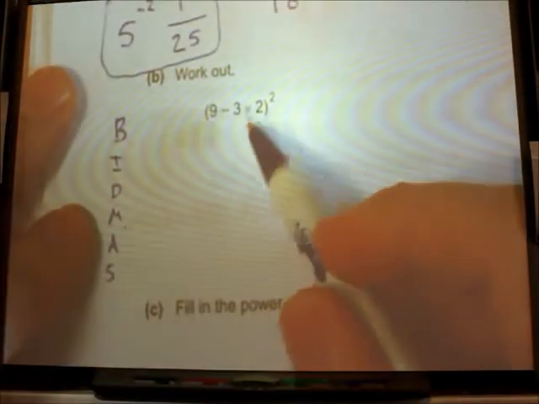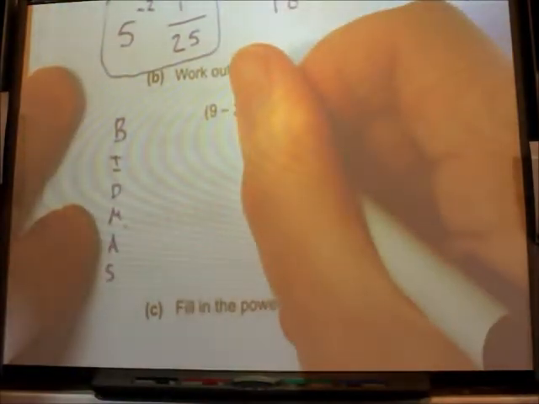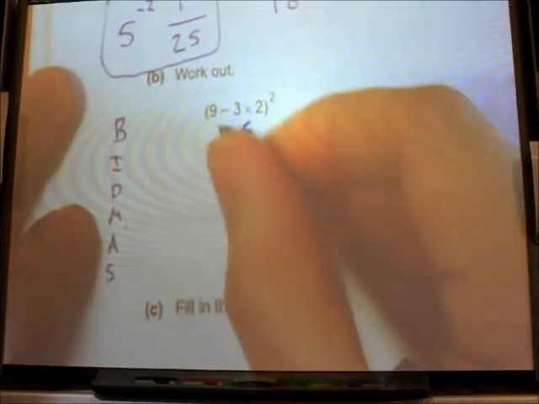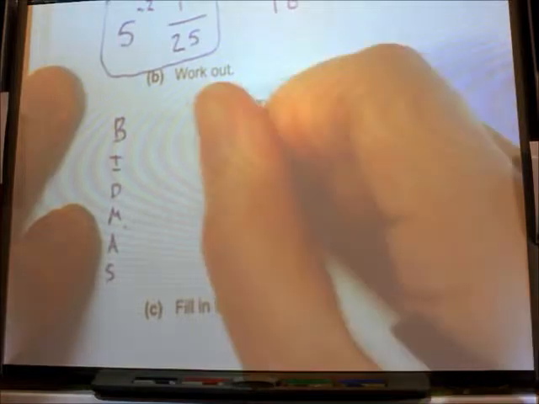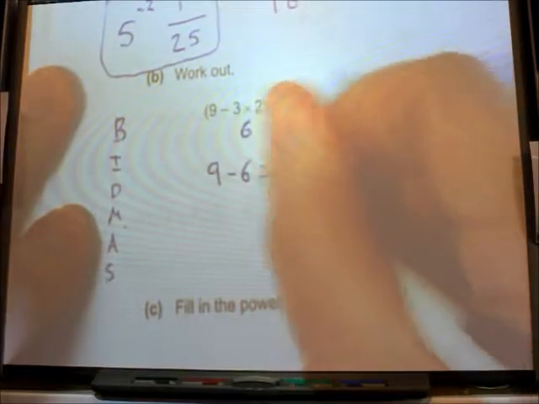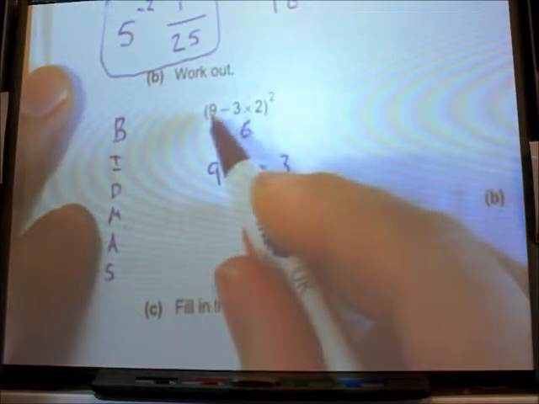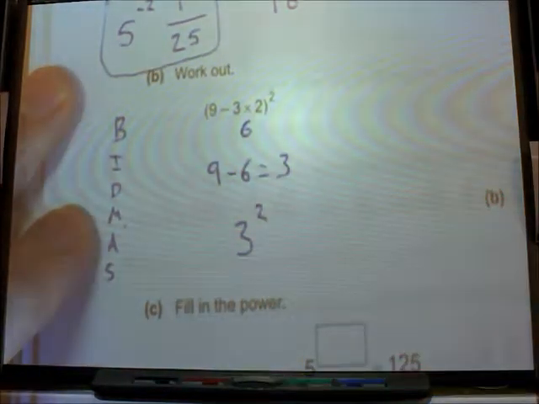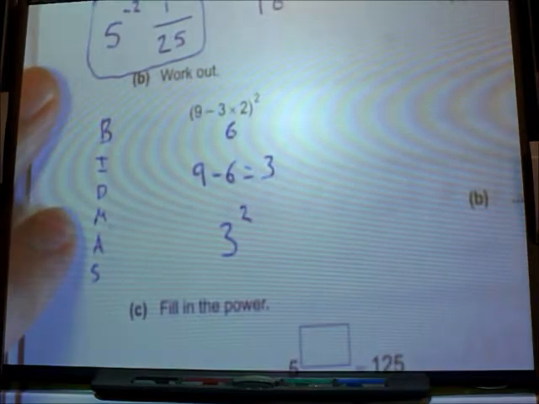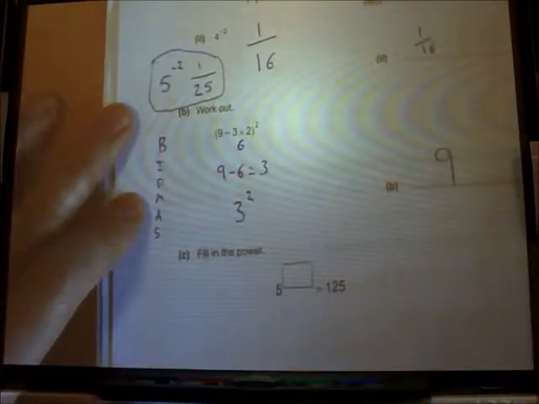So 3 times 2 gives you 6. So you're basically left with 9 take away 6. So 9 take away 6 gives you 3. So the brackets is worth 3. So we need to do 3 squared, which is 3 times 3, which is 9. So the answer to that question is 9.